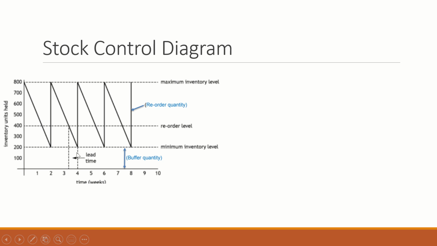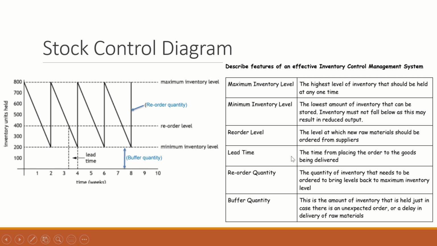The lead time is the distance from placing the order to the order arriving from the supplier, and your buffer quantity is just basically the emergency stock that you hold just in case there's extra deliveries that you weren't accounting for. And of course, here is a little bit more detail here for you, and the way they would phrase this question is describe features of an effective inventory control management system, and basically what they're saying is just describe these parts here.